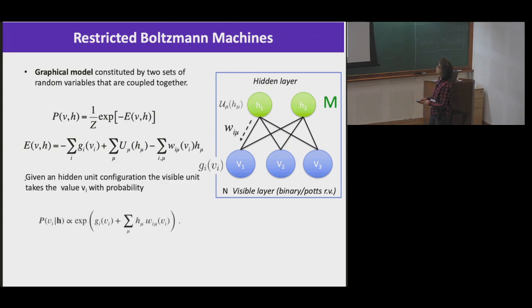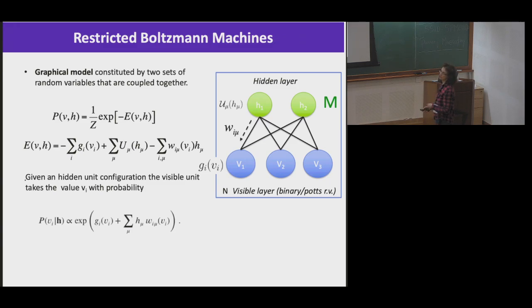And then you can also fix the hidden units and sample a new configuration, and in this case, the probability of, yes? Just because this is the exponential of minus the energy, and the energy has a minus sign.